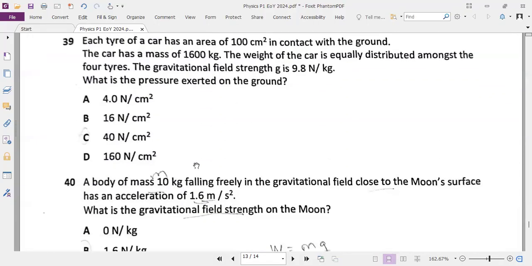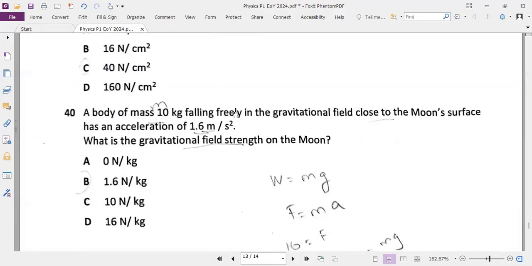So, mass 10 kg, falling freely on the moon surface, acceleration 1.6. Gravitational acceleration, well, you don't need anything else. You just need to know the acceleration of gravity at the moon surface, and that's what it is asking. The gravitational field strength is equal to the acceleration it produces for any falling object. So it will be 1.6.